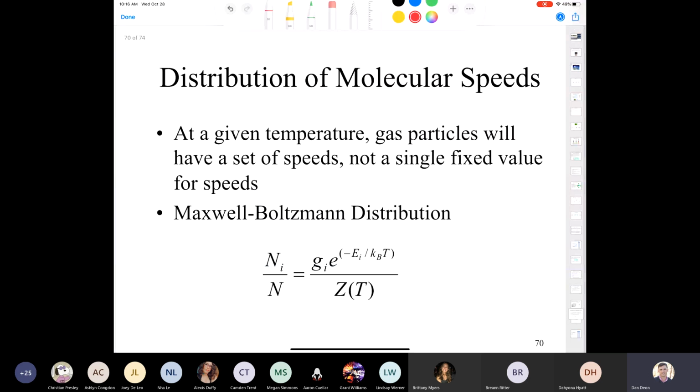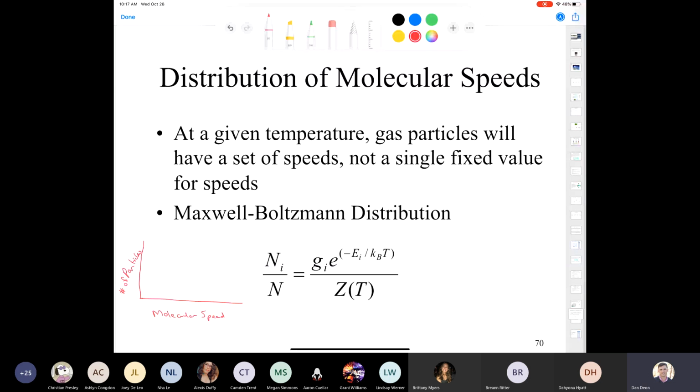Okay, distribution of molecular speeds. At a given temperature, gas particles will have a set of speeds. So we're going to have a range of speeds at a particular temperature, right? We looked at that curve earlier on. You saw a curve a few slides ago, and we saw that on the x-axis we had molecular speed, and then we had what on the y-axis? We had the number of particles.